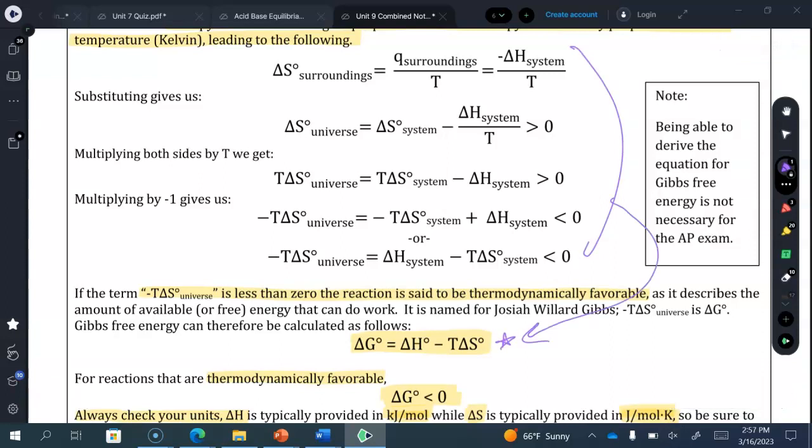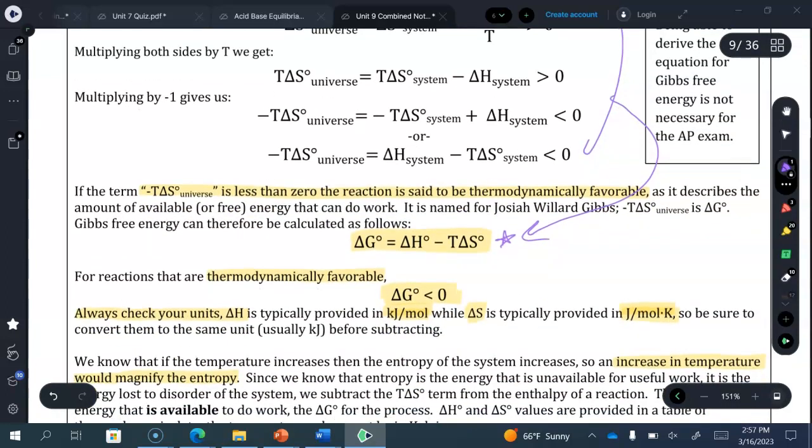If the term minus T delta S of the universe is less than 0, the reaction is said to be thermodynamically unfavorable, as it describes the amount of available or free energy that can do work. It is named for Josiah Willard Gibbs, where negative T delta S universe is G, or Gibbs free energy, and therefore is calculated as follows. And it gives us this equation. For reactions that are thermodynamically favorable, Gibbs free energy is less than 0 or negative.